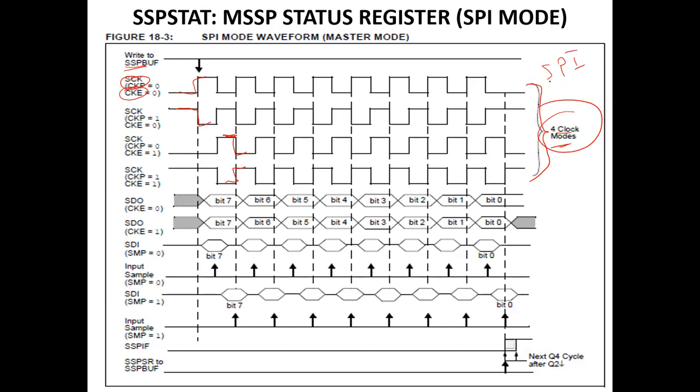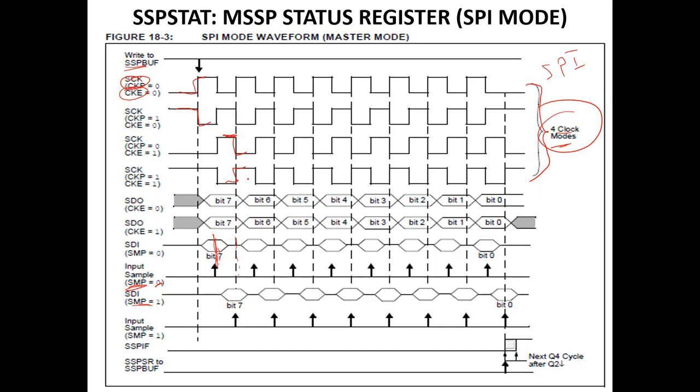And also for reading the data, for sampling the data, we have the SMP bit. So if it is 0, the sampling will be at the middle of the data. If the SMP is 1, the sampling will be at the end of the data.